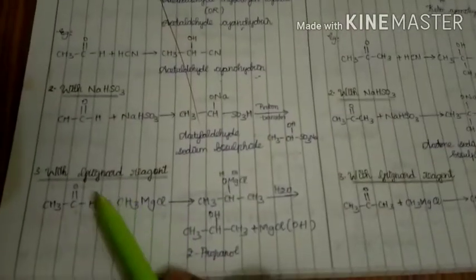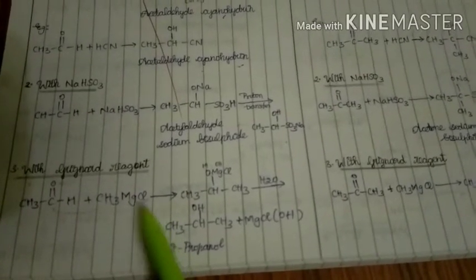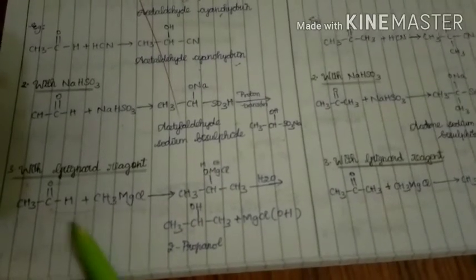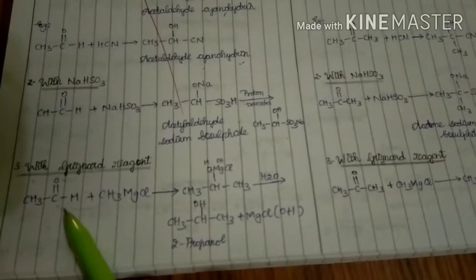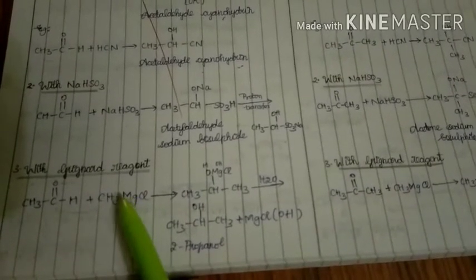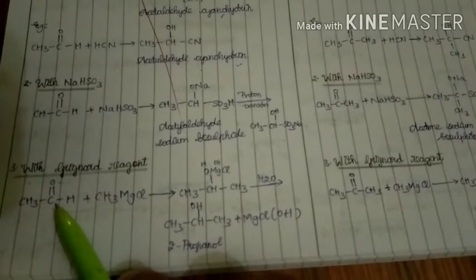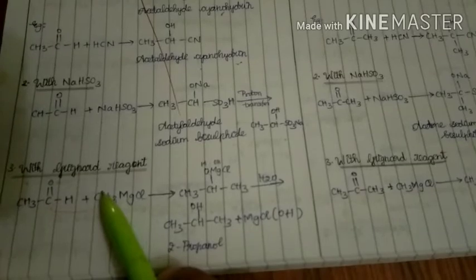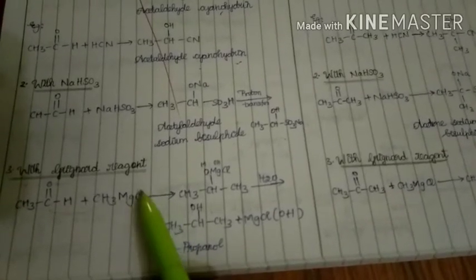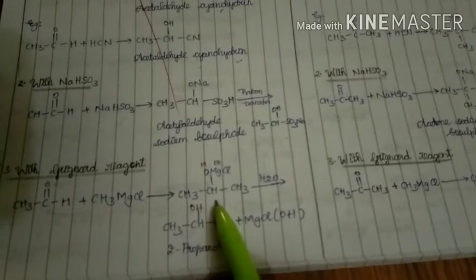Next one, with Grignard reagent. Grignard reagent means what? Alkyl magnesium halide, nothing but methyl magnesium halide, ethyl magnesium halide, whatever it may be. When this compound reacts with the Grignard reagent, what happens? Here carbon exhibits positive charge. In the Grignard reagent, this alkyl group exhibits which charge? Negative charge. This part exhibits positive charge. So this positive part comes to oxygen and this negative part comes to carbon. Finally we get this compound.